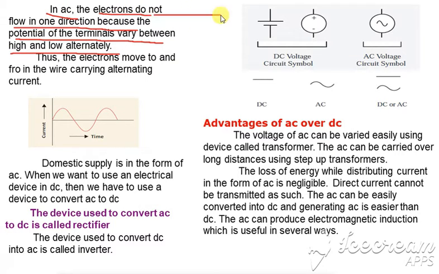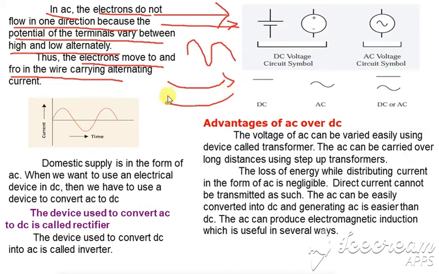In direct current we have seen that it moves only in one direction, is it not? But in alternating current it does not move in one direction; it moves in both directions. Thus electrons move to and fro in the wire. This is a graph for that. The domestic supply is in the form of AC; domestic use is all in the form of AC.